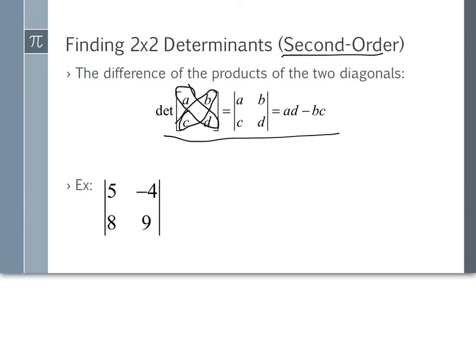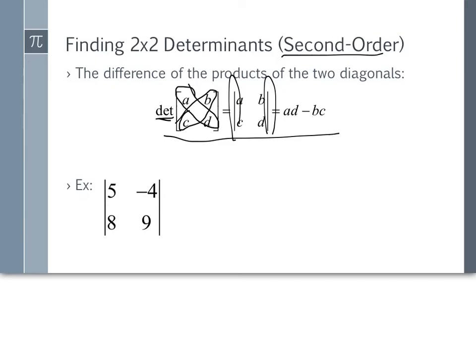Here's an example down at the bottom of this slide. We have the 2x2 matrix 5, negative 4, 8, 9. By the way, do you notice these bars that look like absolute value bars? When we see a matrix written with those bars, that's basically asking us to find the determinant of it. It's just a symbolism thing. The other way we can notate determinant is to put the letters DET, det, in front of a matrix. That's like saying find the determinant of this matrix. Anyway, back to the problem at hand.